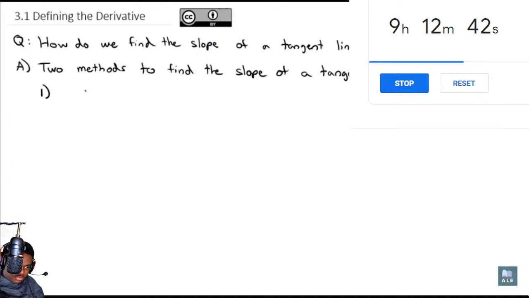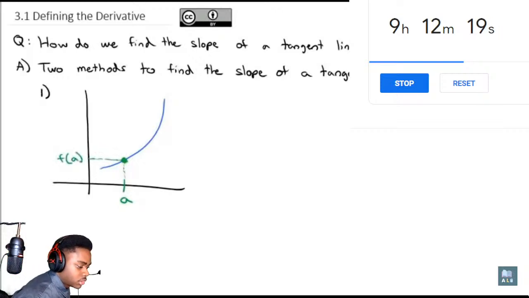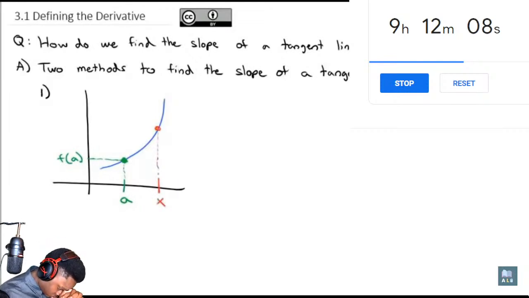So the first method we're going to look at, kind of to set it up graphically, say we've got some curve going on here. And we've got some point that we want to know the slope of, the rate of change of the tangent line at that point. So if I go up from a, we get a point on the line, and that is at f of a. Well, to get a slope, we need a second point that we can calculate it off of. So we'll go off to the right here, and we'll pick some other random x, which has a point on the line, and some f of x solution to that.